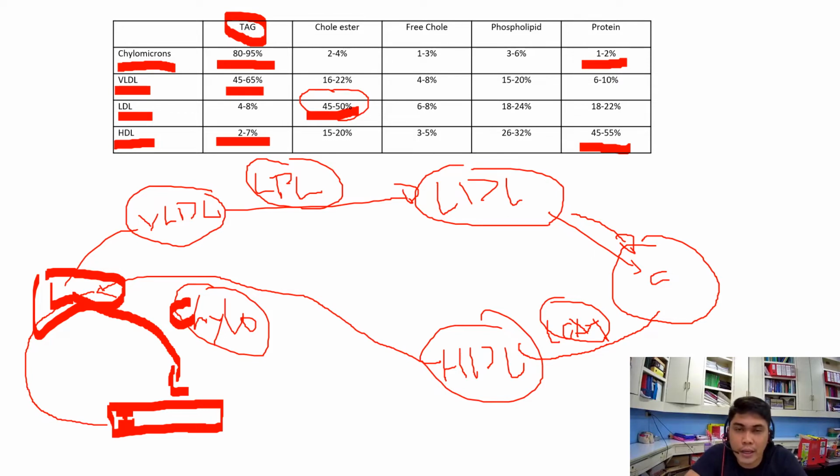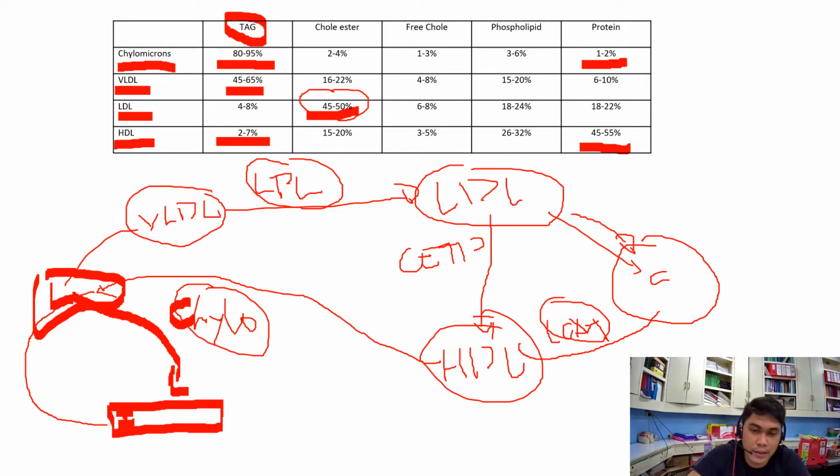Now, another way: if there's an excess amount of LDL that contains cholesterol, these LDL can also transfer excess cholesterol to HDL using CETP, or cholesterol ester transfer protein. So that's how our body processes and transports lipids.